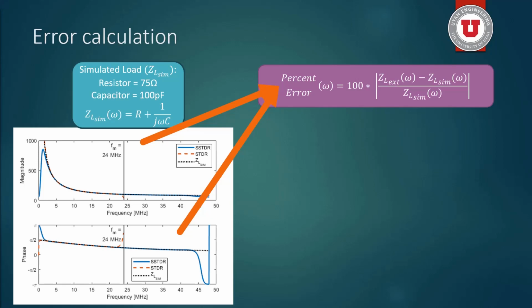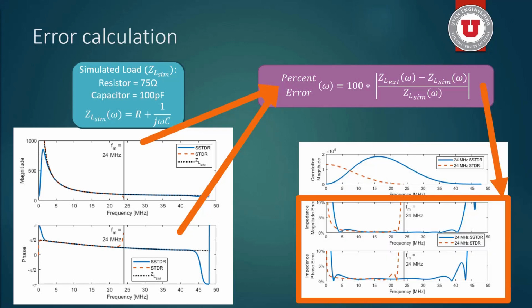As a measure of accuracy between the simulated load ZL-SIM and the extracted load ZL-EXT, we calculated the error in extraction using the equation that's written in purple. The results of the error calculation as a function of frequency are then shown by the plot outlined in orange. Here, the y-axis is limited to a maximum error of 10%, and the x-axis is the frequency spectrum of the STDR and SSTDR signals. This deserves a quick note for explanation.